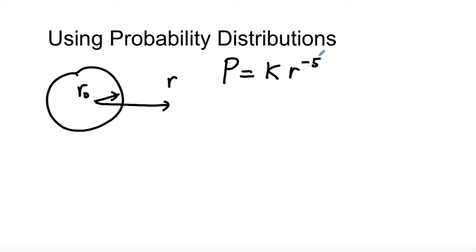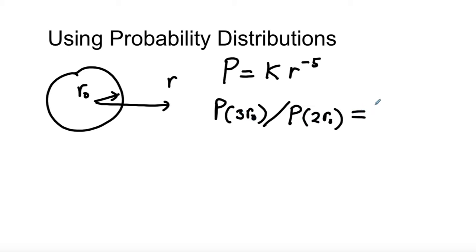So we could use this to answer questions about how likely it is that he is a certain distance from the treehouse. One question we could ask is, what is the ratio for the probability that he is at a distance 3r naught to the probability that he is at a distance 2r naught? In other words, if we imagine this looks like about 2r naught here versus 3r naught would be this far away. So what's the probability that he's this far away versus this far away? Okay, so 3r naught versus 2r naught. What's this ratio equal to?